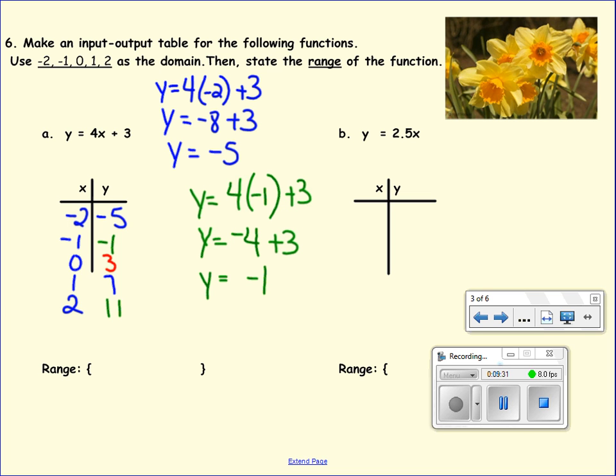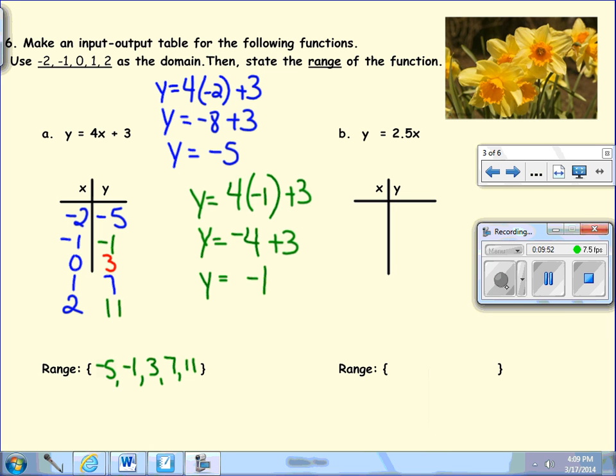So in this example, the set of range would include -5, -1, 3, 7, and 11. Again, all we did was we had an equation. We plugged in our input, our domain numbers, in order to determine what the range would be.